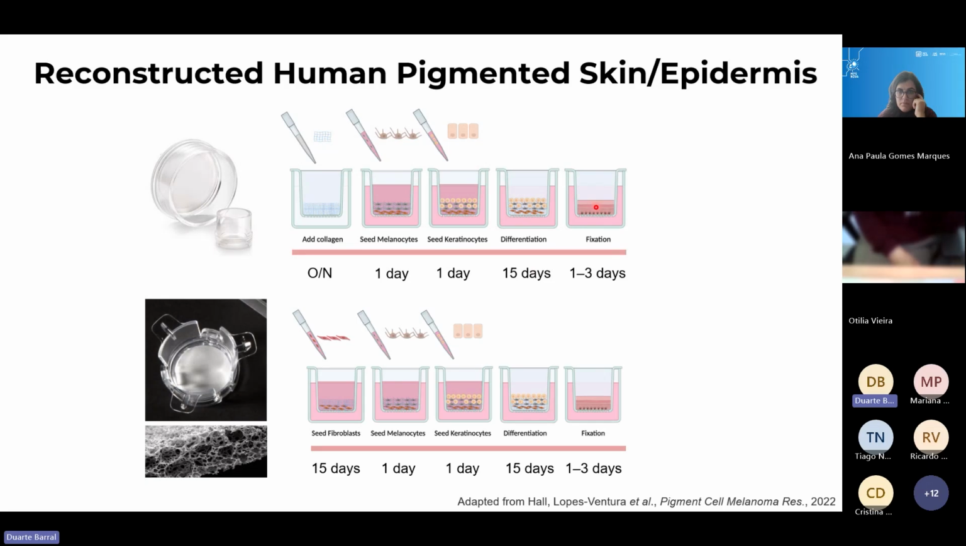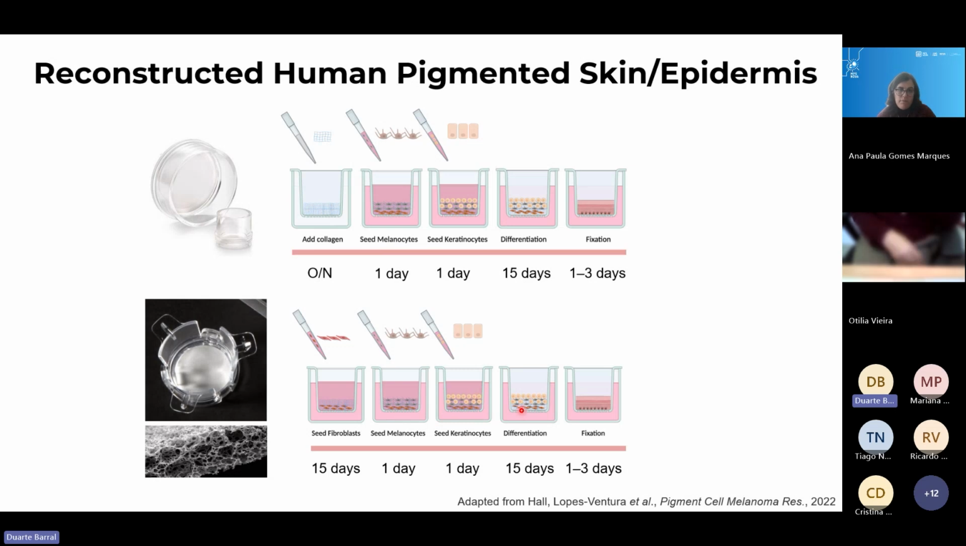We also developed the model of the full skin equivalent using polystyrene inserts. Here we see the fibroblasts first. The fibroblasts will secrete extracellular matrix and form a dermis-like layer. Then we do the same as in this one. We seed the melanocytes, and after that, primary human keratinocytes. These are primary human melanocytes. These are all neonatal cells from humans.